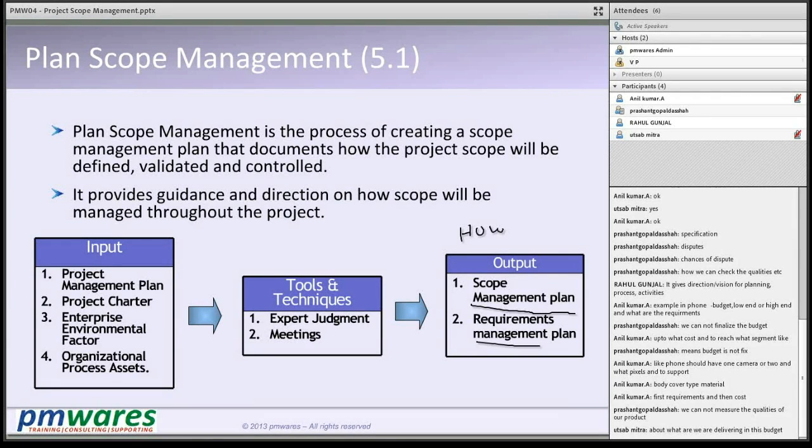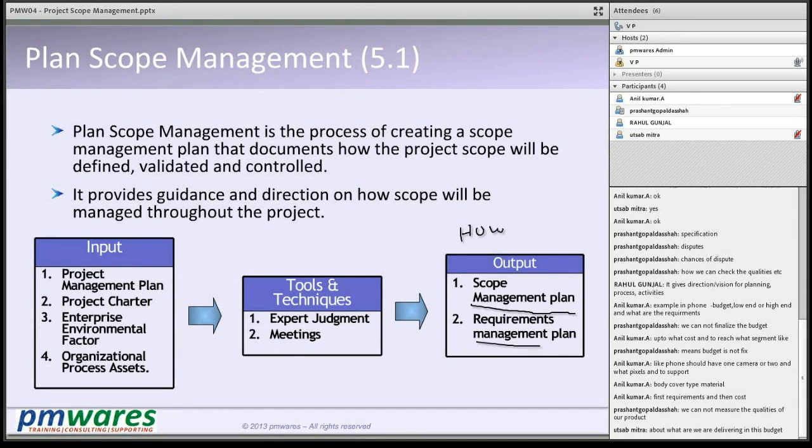How you are going to optimize the productivity of your resources? The question is how. It will be written in the resource management plan. How you are going to address changes in the requirement? The question is how. The answer is there in the requirement management plan. Whenever you get a question of how you're going to do something in a particular knowledge area, the answer is there in that management plan.